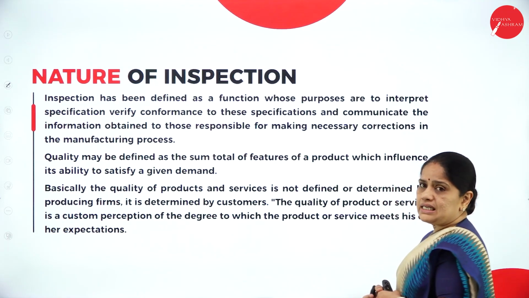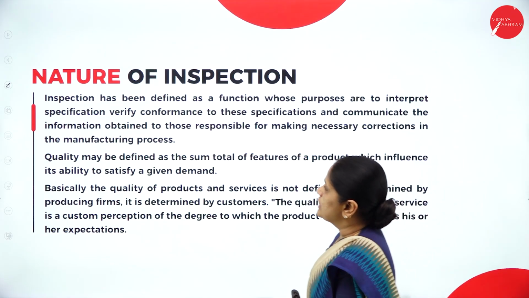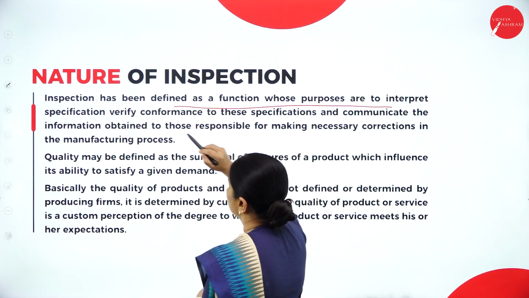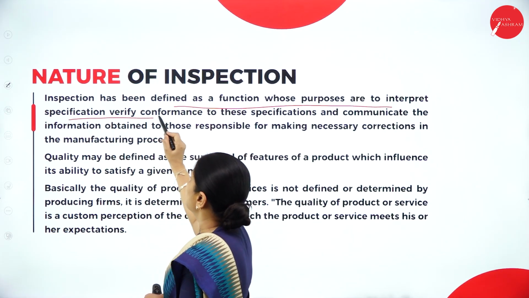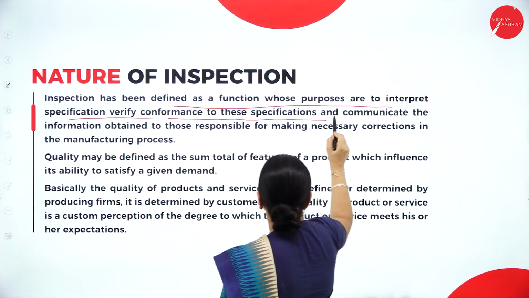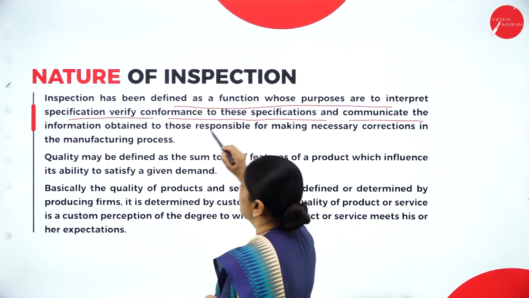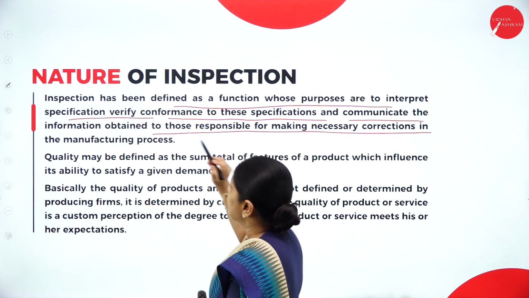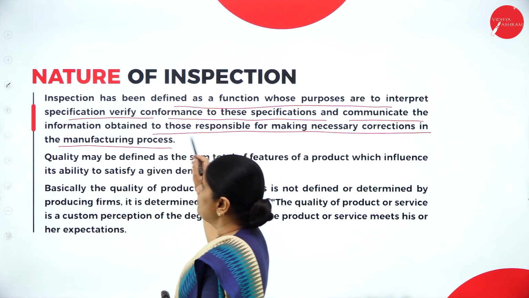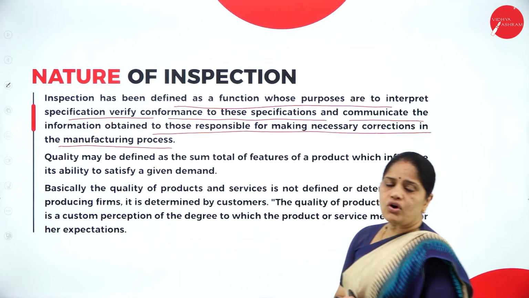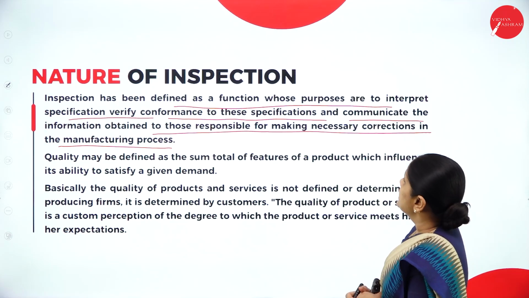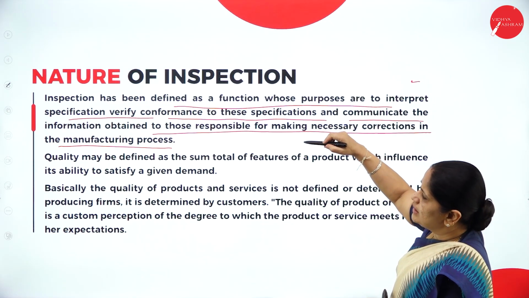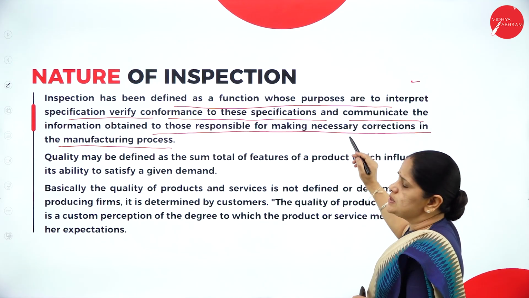Then next, let us see what is the nature of inspection. Inspection has been defined as the function whose purposes are to interpret the specification, verify conformance to these specifications, and communicate the information obtained to those responsible for making necessary corrections in the manufacturing process. So what do we mean by inspection? It is the process of interpreting specification and verifying conformance to the specification.